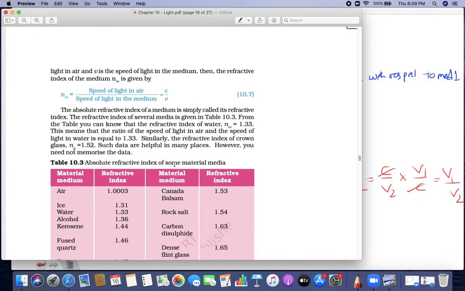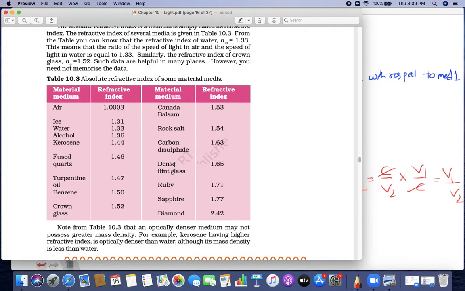Now let me show you a table. In this table you can see they are showing you refractive index. Now, the least dense is what? Air. You cannot catch air, right? So air has 1.0003, we consider it as 1 only. So whenever you take the refractive index of air, it will be 1 only. Ice 1.31, water 1.33. Likewise, you have all the refractive indices, and then the highest refractive index.